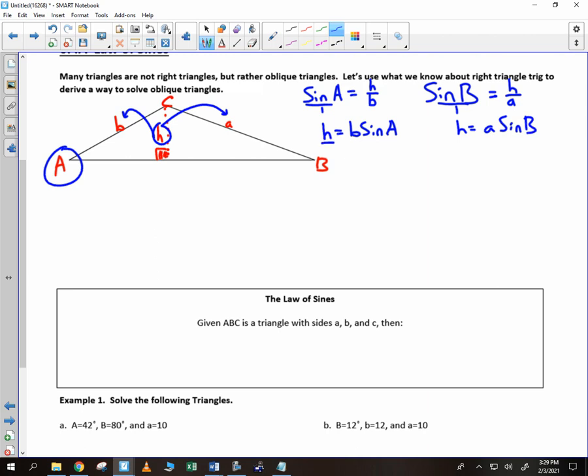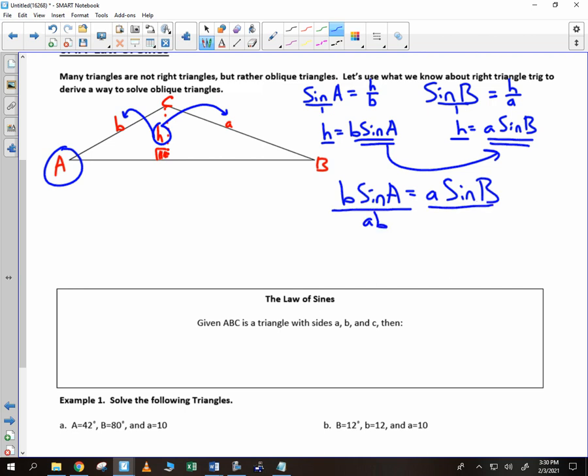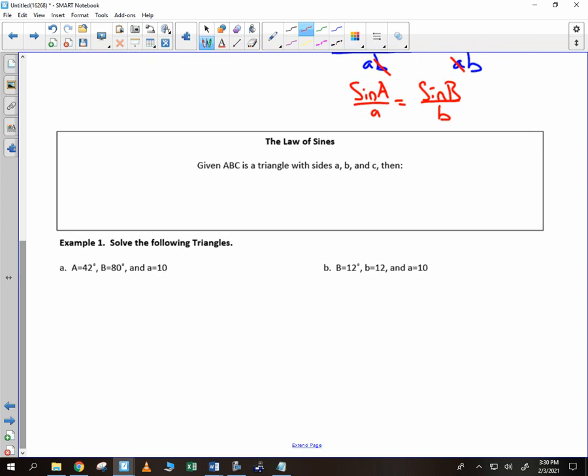Well, it turns out that if they're both equal to H, then they're both equal to each other. So in fact, B sine of A is equal to A sine of B. And finally, if we just divide through by AB, watch what happens here. Divide both sides by AB, the B's cancel, and the A's cancel. And you get this equation, the sine of A over A is equal to the sine of B over B. And thus the law of sines is born.